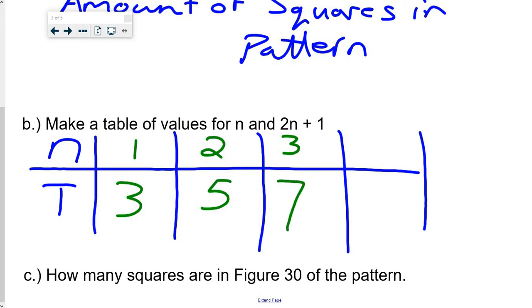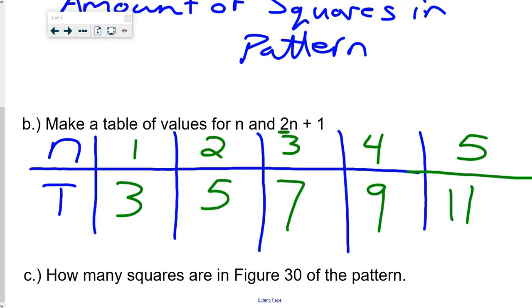And you can see it's going up by 2 because every time we multiply by 2. It starts at 1 above n, one above that because of the plus 1. So when we have 4 times 2, is 8, plus 1 is 9. If we have 5, I hope you're doing this at home, that would be 11, etc.